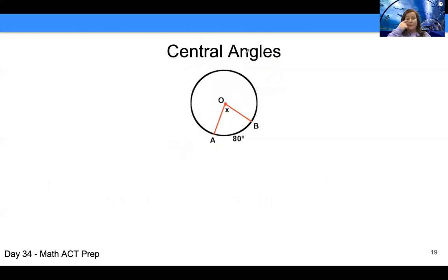Now let's get into central angles. A central angle is named because the vertex is at the what of the circle? You're right, center of the circle.